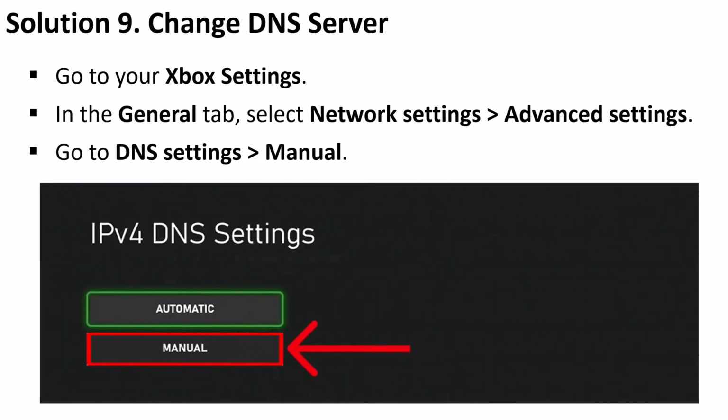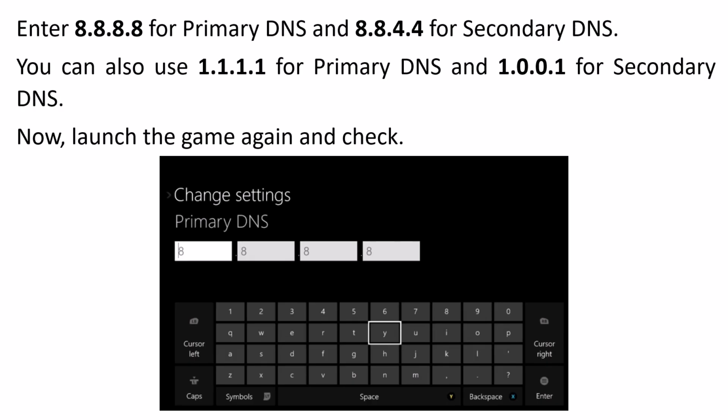Solution 9 is to change DNS server. So go to Xbox settings, in the general tab select network settings, advanced settings, go to DNS settings manual. Now in the primary DNS enter 8.8.8.8 and in secondary DNS enter 8.8.4.4 and then save it and then relaunch the game and check. If that doesn't work, then repeat the process and this time in the primary DNS enter 1.1.1.1 and in secondary DNS enter 1.0.0.1 and then save it and then again relaunch the game and check.